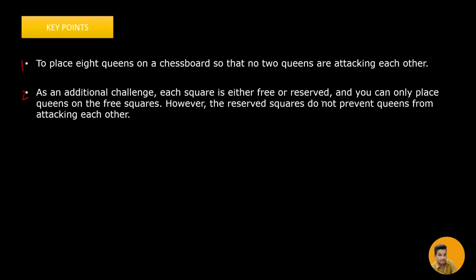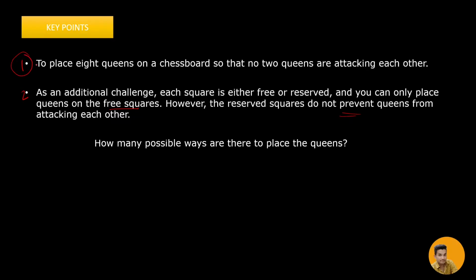Each square is either free or reserved, and you can only place the queens on the free squares. But the reserved squares do not prevent queens from attacking each other. And what do we need to find? We need to find how many possible ways there are to place the queens. Let's just focus on the 8 queens placed on the chessboard so that no 2 queens attack each other. We will focus on the first key point. The second key point we will see later.